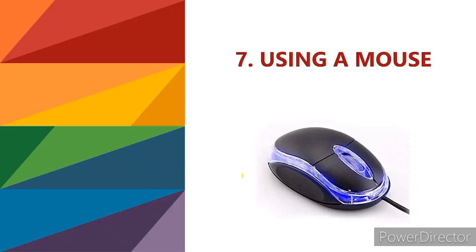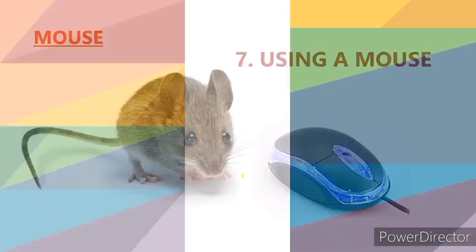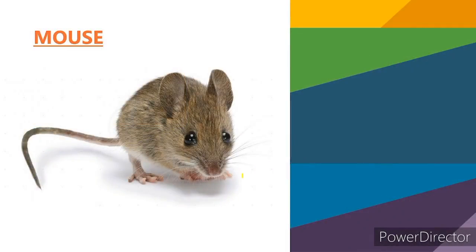Using a mouse. What is this, dear? Yeah, it's an animal, right? So where do we see this animal? Yes, we all have seen this mouse in and around our house, isn't it? Yes. So this mouse is very small in size. It has a tail and it runs so fast.